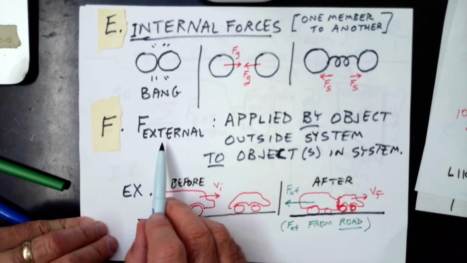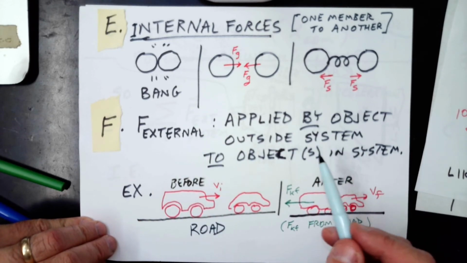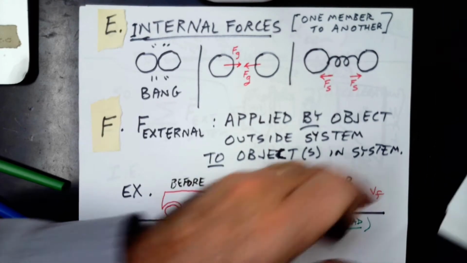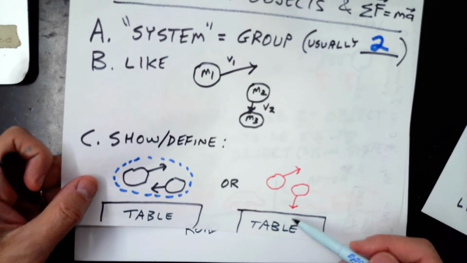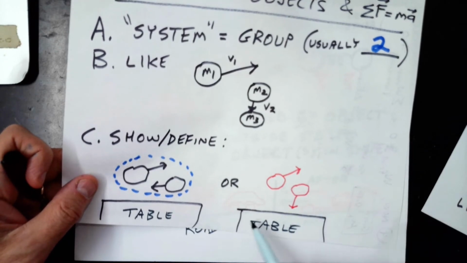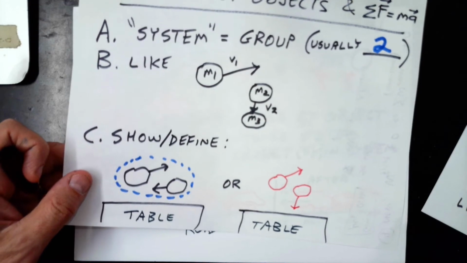We distinguish those from external forces. It's pretty clear, obvious what that is. It's applied by something outside the system, like the table in that earlier diagram. If this object hits the table, then the table will apply an external force, because the table is in black ink and we've defined it as being outside the system.